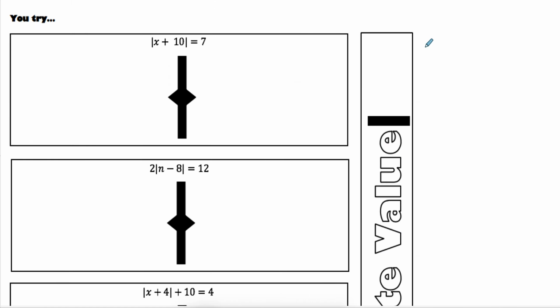Don't forget, anytime you need to pause, to go back, take a break, you can do that.